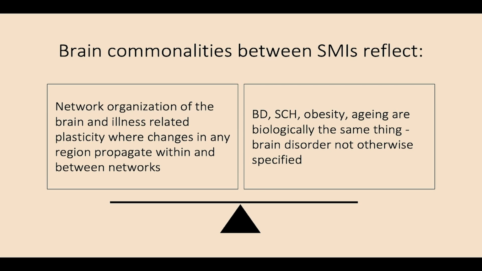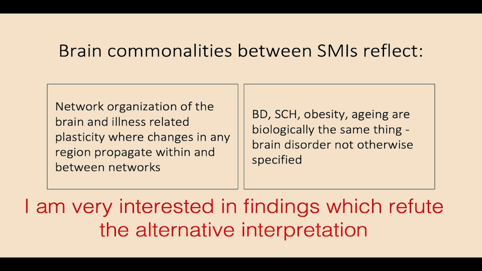So I will leave it up to you to decide whether you believe that the commonalities that we see across different brain disorders reflect the network organization of the brain and illness-related plasticity, where changes in any region propagate within and between networks, or whether bipolar disorder, schizophrenia, obesity, aging are biologically essentially the same thing, in which case we can abandon the diagnostic system and just call everything brain disorder, not otherwise specified. I'm very interested in findings which would refute this type of interpretation.